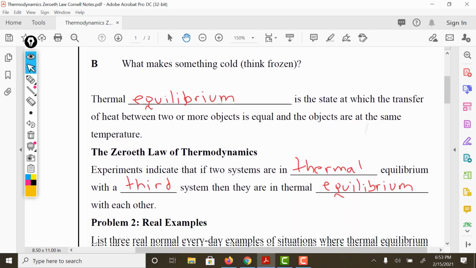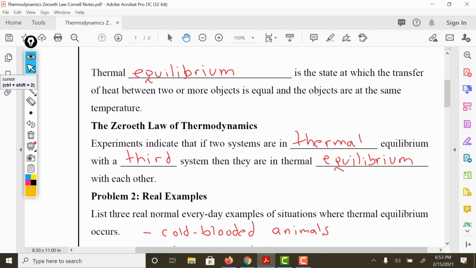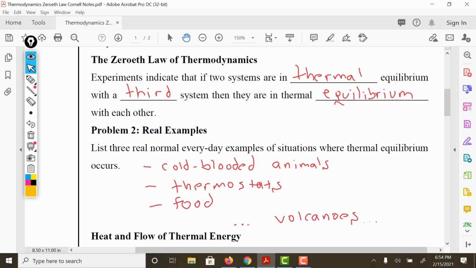Thermal equilibrium is a state at which the transfer of heat between two or more objects is equal and the objects are at the same temperature. Now, this is a very common thing that happens, and of course you would recall that equilibrium is the same as balance. So we're talking about things being thermally in balance. In other words, they have the same temperature and there is no heat exchange between them. So the zeroth law of thermodynamics states that experiments indicate that if two systems are in thermal equilibrium with a third system, then all of them are in equilibrium with each other.